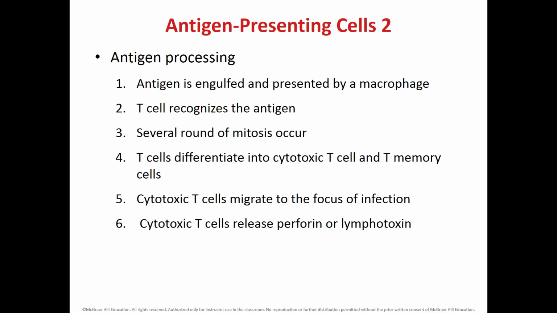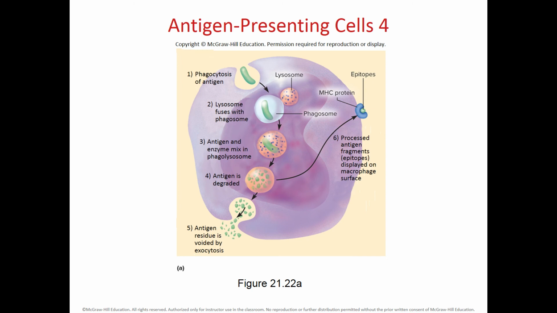So how does antigen processing happen? Well, your antigen has to be engulfed and presented by a macrophage. Your T cell will recognize the antigen. This is another key point of this slide. You will undergo several rounds of mitosis, so your T cells become differentiated into different types like cytotoxic T cells and memory T cells, and then your cytotoxic T cells will migrate to the focus of infection, and cytotoxic T cells will release perforins and lymphotoxins to get rid of the pathogen.